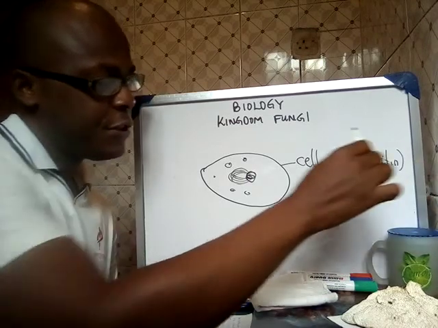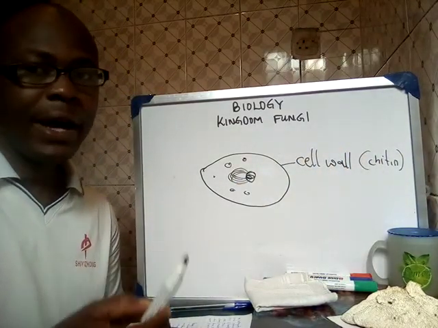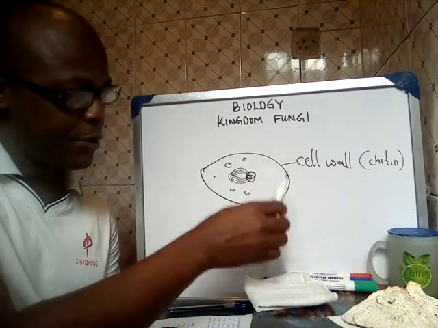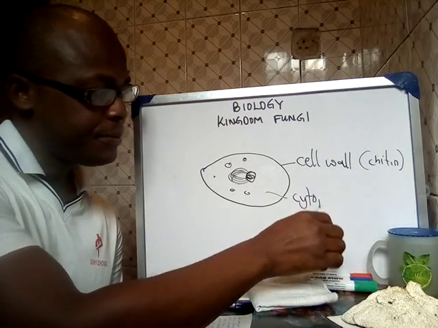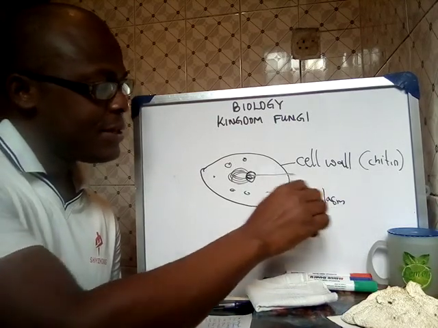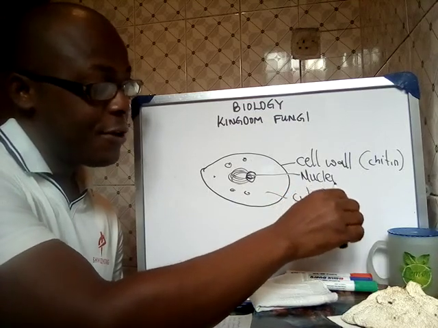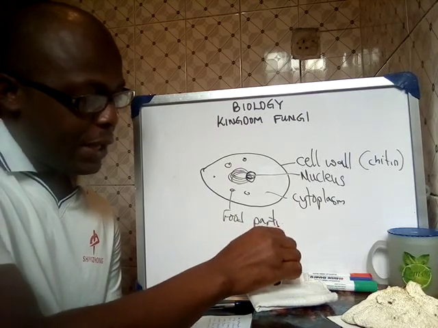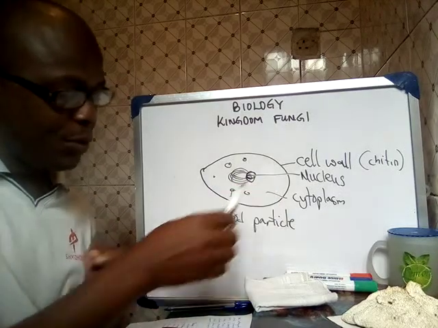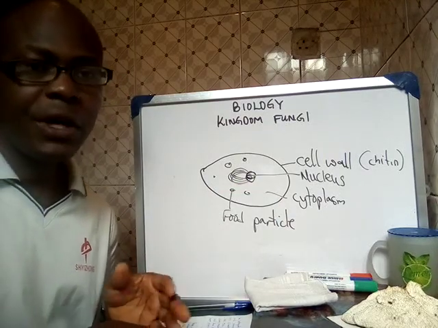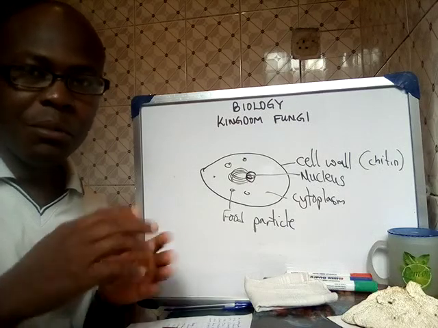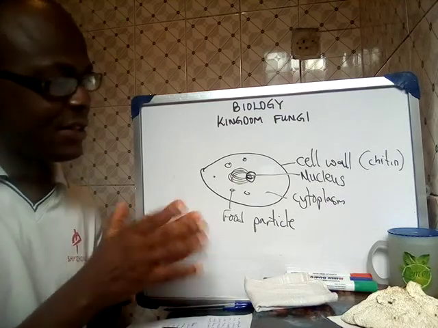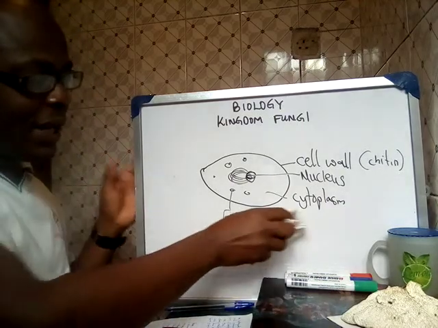a nitrogenous material. Some fungi have cellulose, just like in plants, making up the cell wall. This one is made up of chitin. This is a cytoplasm, and then this is a nucleus. It means it is a eukaryotic cell. These are food particles. It's not all fungi that have cell wall. The slime molds don't have cell wall, so they are more animal-like than not. So that's the general structure of a yeast. Not all of them are like this, of course.